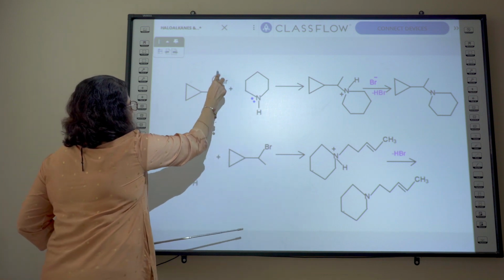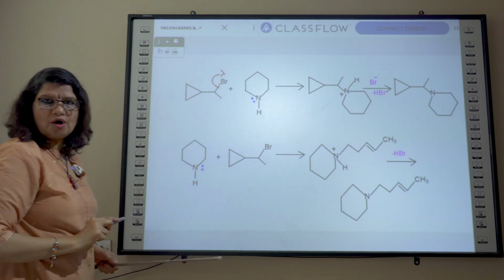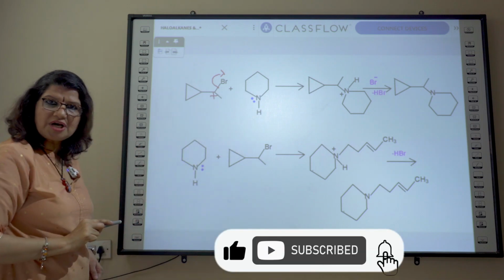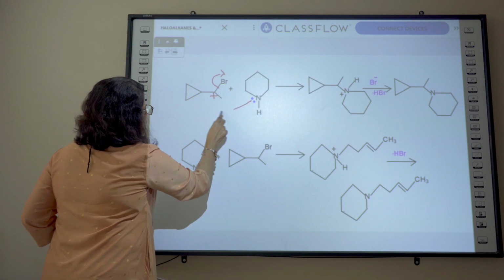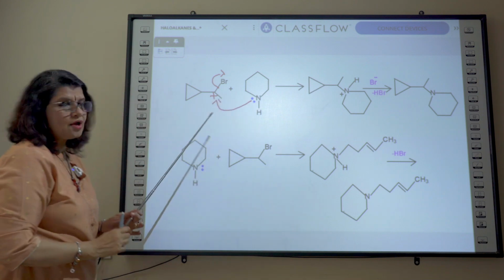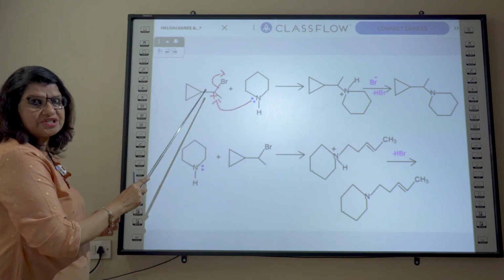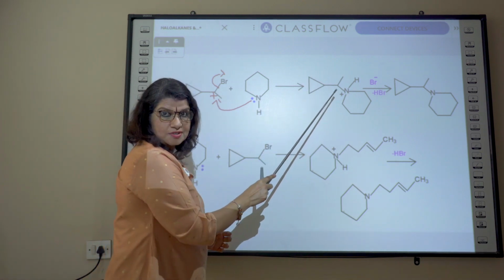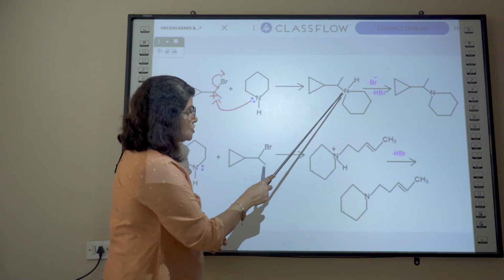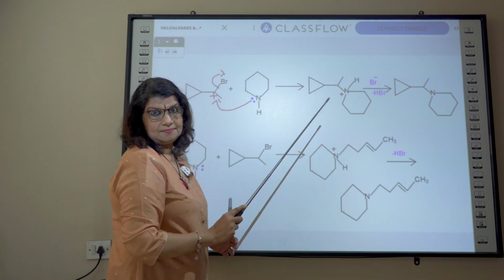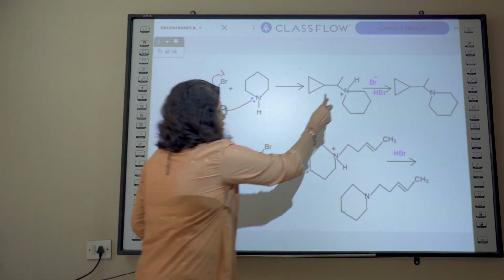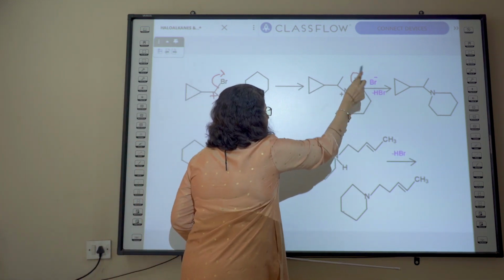First, this polar CBr bond breaks and this carbon atom acquires a positive charge. Immediately, the lone pair of electrons on nitrogen will be attracted to this electron deficient site to give you this positively charged species. So now the positive charge is on the electronegative nitrogen atom, which has to be neutralized. And how does it get neutralized? By the loss of this hydrogen as a proton.